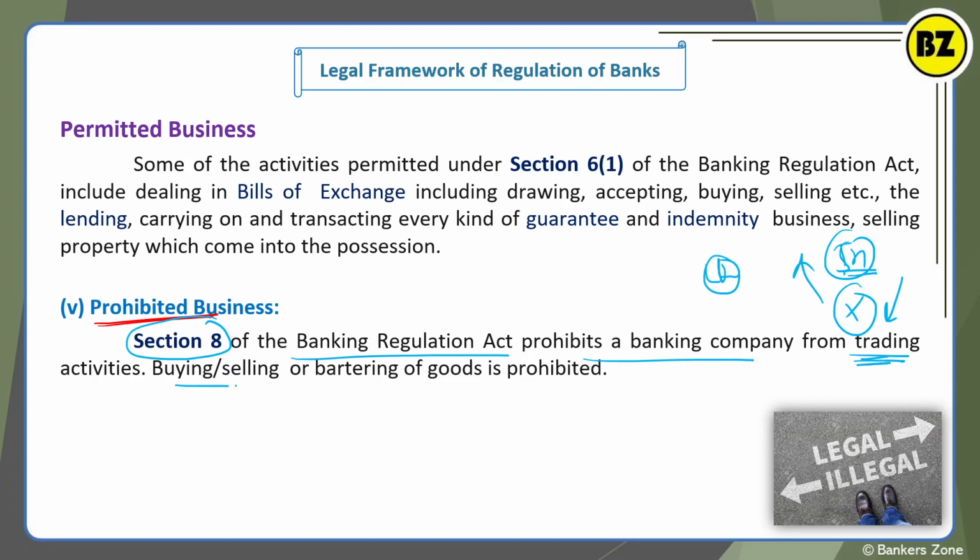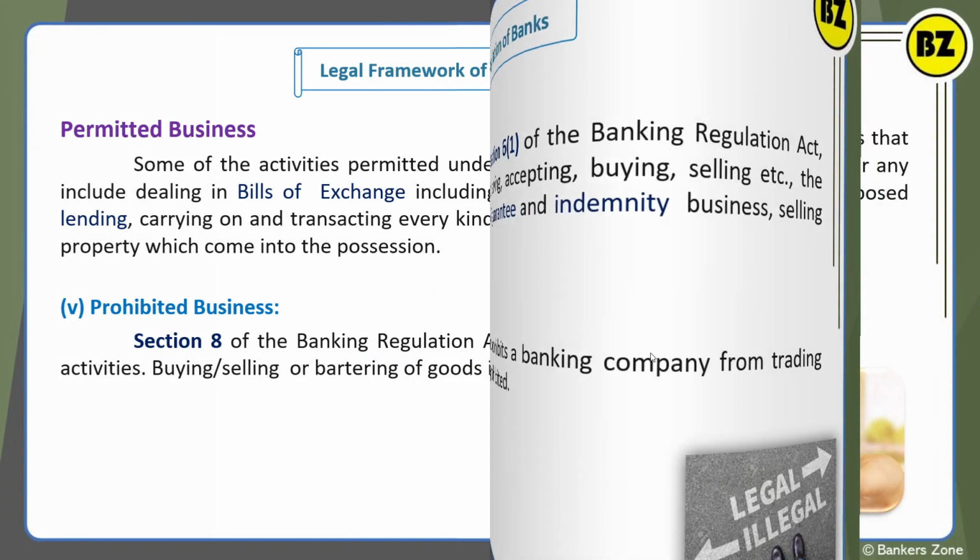Buying and selling or bartering of goods is also prohibited. The bank cannot work as a marketer. The bank cannot sell goods, and even bartering is not allowed. If the bank started doing that, then who would do the banking?